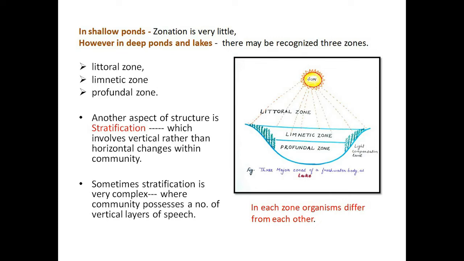But if we talk about the vertical zones, we can see them in a forest. Another aspect of structure is stratification, which involves the vertical rather than horizontal changes within a community. Sometimes stratification is very complex, where a community possesses a number of vertical layers.